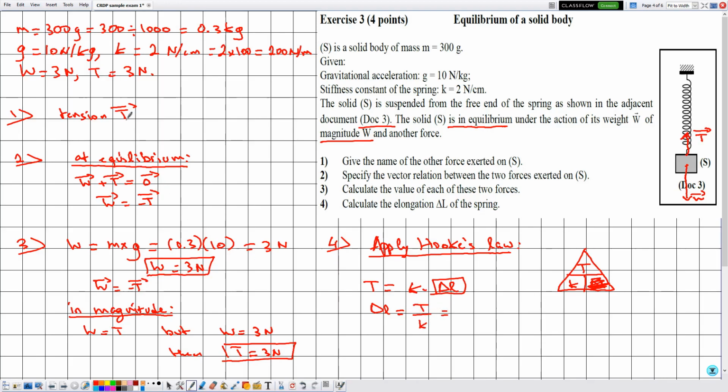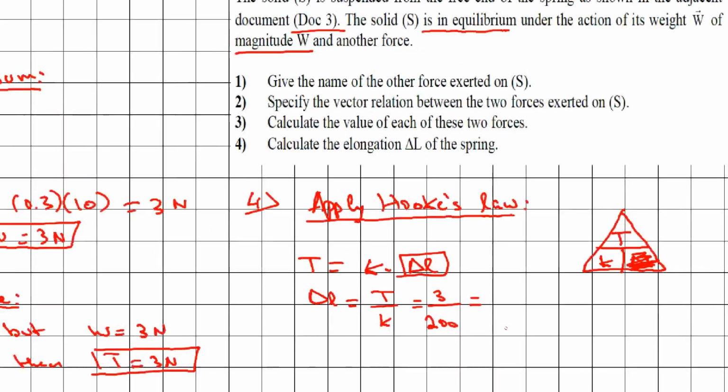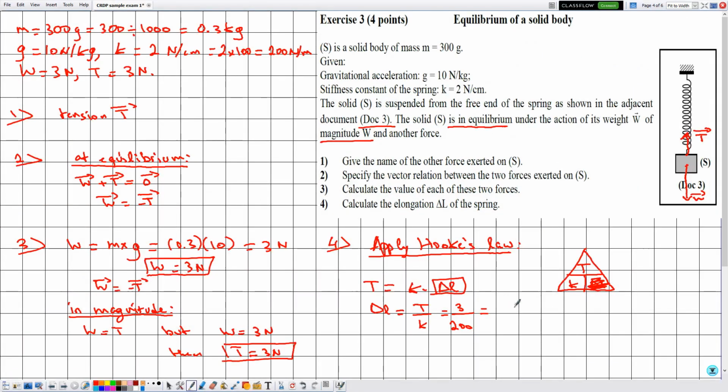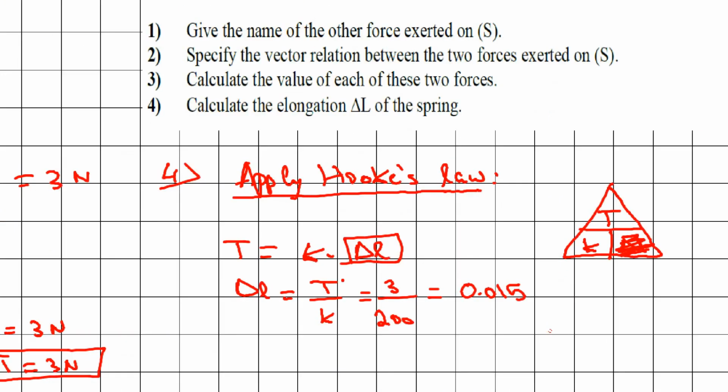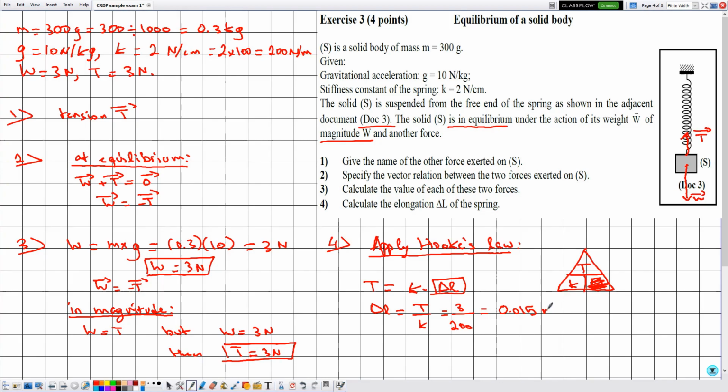The value of T is given by 3. The value of K is given by 200. Now plugging this fraction on the calculator, the value of delta L is given by 0.015. Since both T and K are expressed in the SI, the value of delta L will be given in the SI, which is meters, since delta L represents a length, which is the elongation. And by this we have finished solving this exercise.